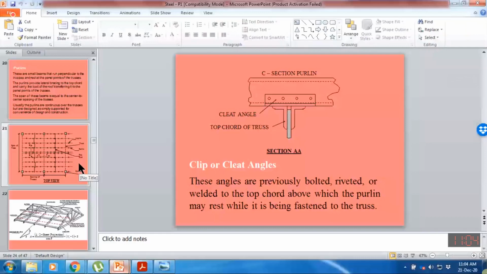The roof sheet is only connected with this horizontal leg. To support the purlin above the panel point at the truss, we place a cleat angle. This is the cleat angle, whose thickness may be equal to the width of the section or maybe a little bit larger.